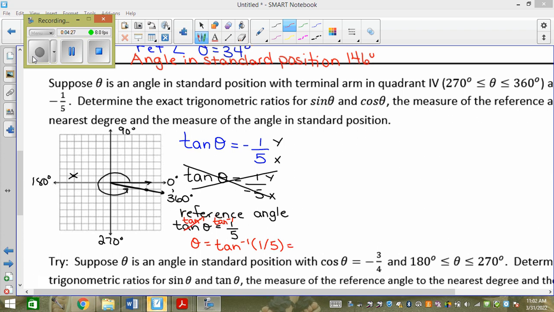When you do tan neg 1 of 1/5, what do you get? 11.3. Does that seem realistic that this might be 11.3? It's pretty tiny, right? So I'll just use 11 degrees for now.